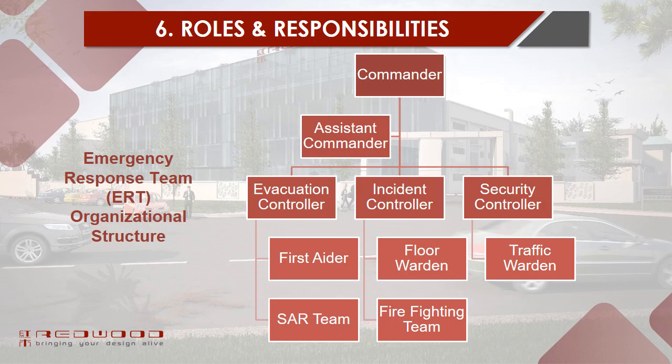This is the Emergency Response Team (ERT) structure that outlines the role of each team during emergencies. The structure is divided into three main sections: evacuation, incident, and security. Each section has different responsibilities to ensure that evacuation procedures, incident control, and area security are managed in an organized and effective manner.